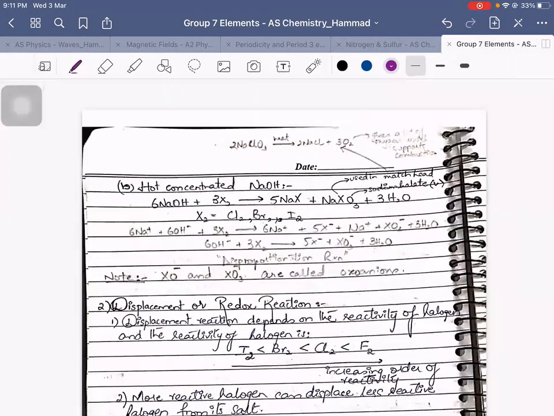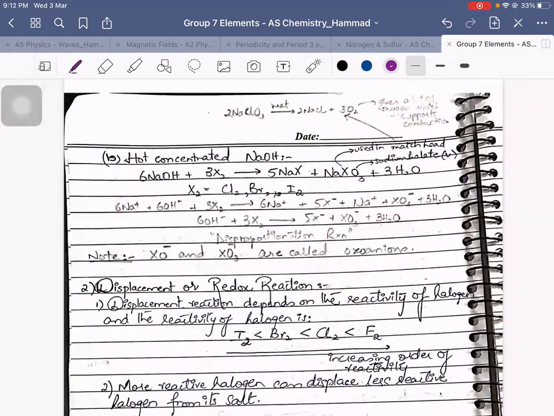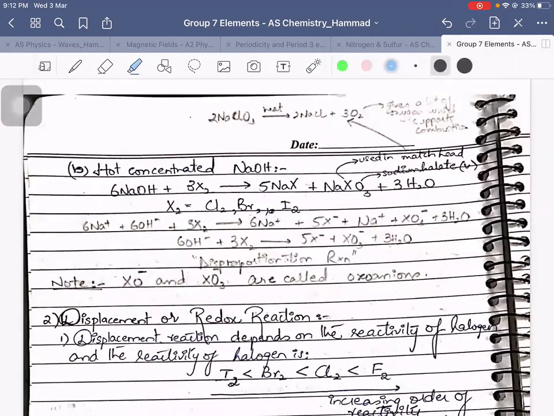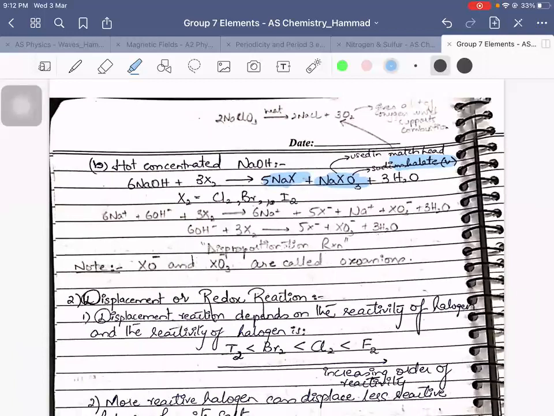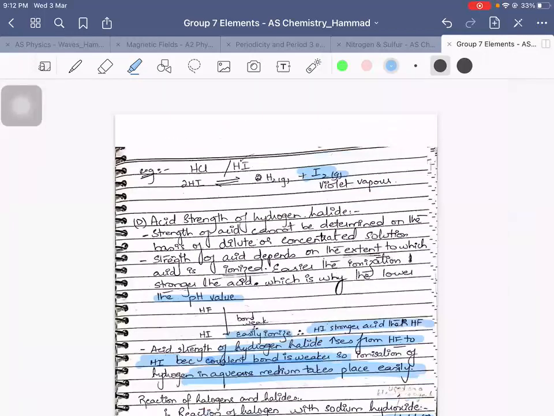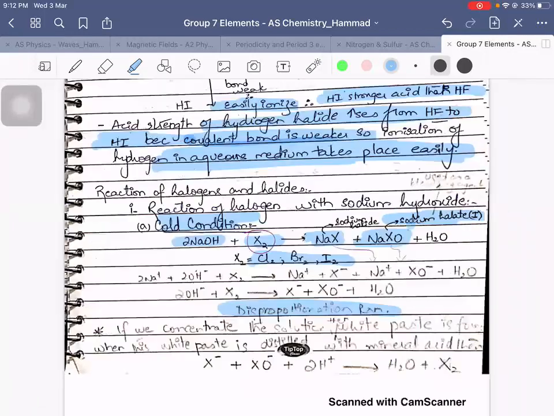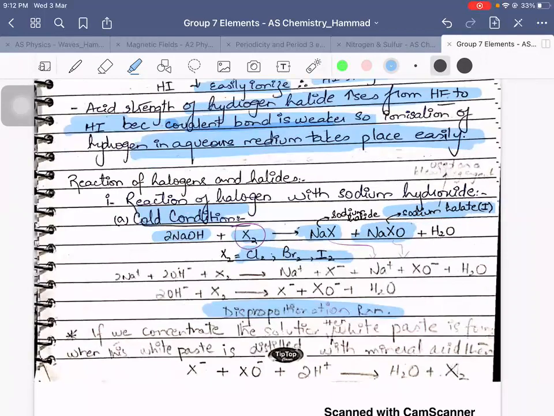In terms of hot conditions, you need to understand that again you have NaX, but there is sodium halate 5, right? And there is a difference in balancing, so please check that out as well. Number of moles are different.